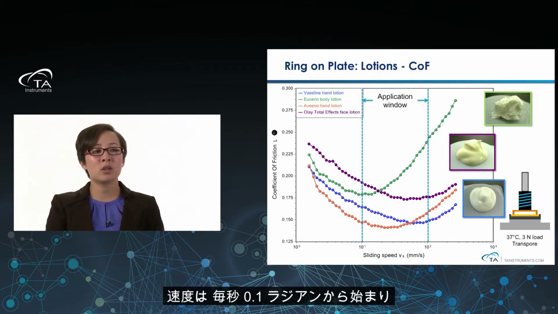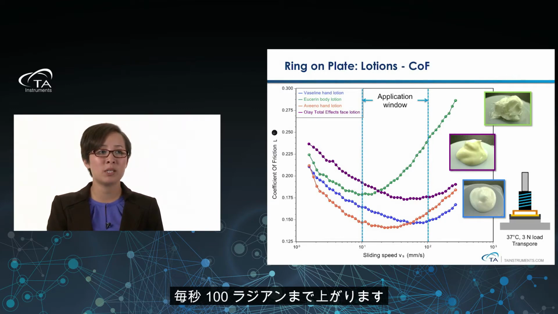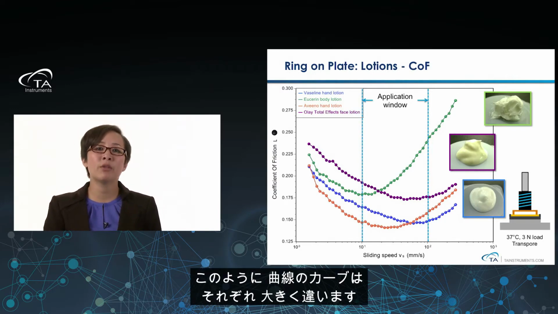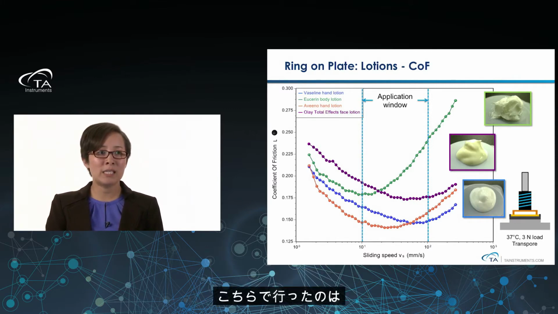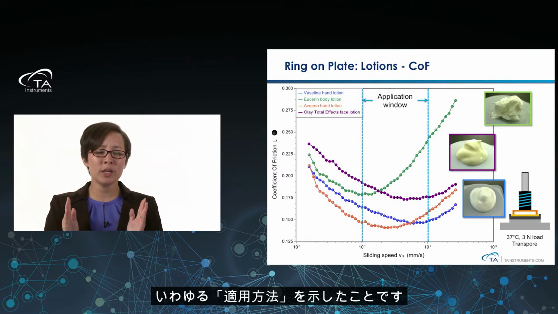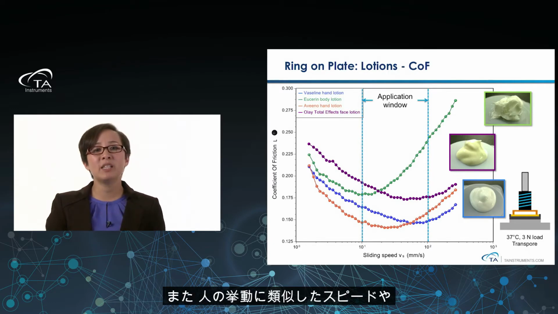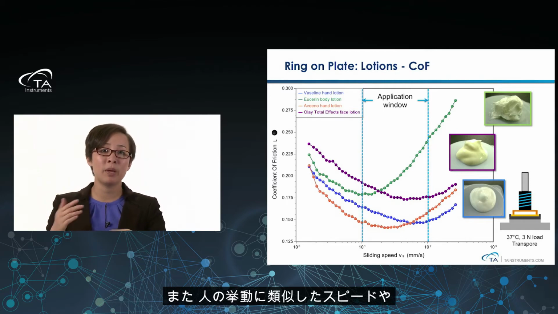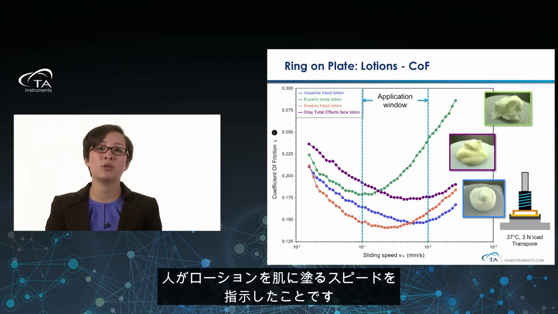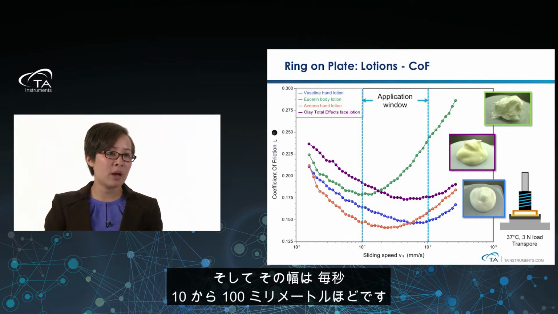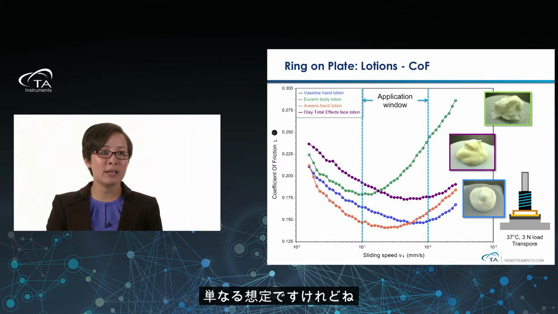And so again, we started at a velocity of, I think, 0.1 all the way up to 100 radians per second, and you can see the shape of the curves are significantly different from one another. What we did here is we pointed out the application window, or the speeds which most likely mimic what people are doing when applying these lotions onto their skin. That's ranging from about 10 to 100 millimeters per second or so. Again, it's just a guess.